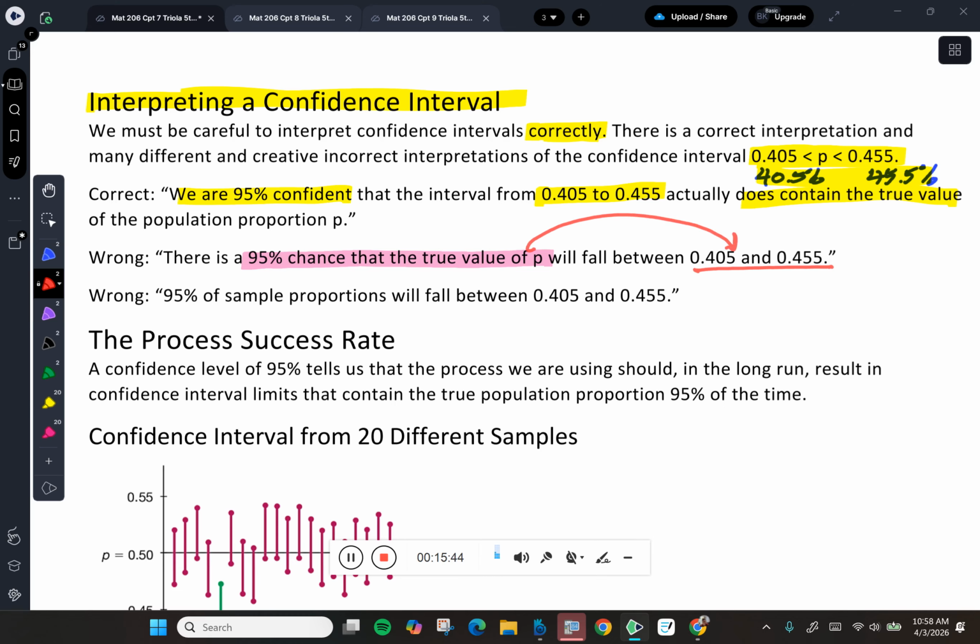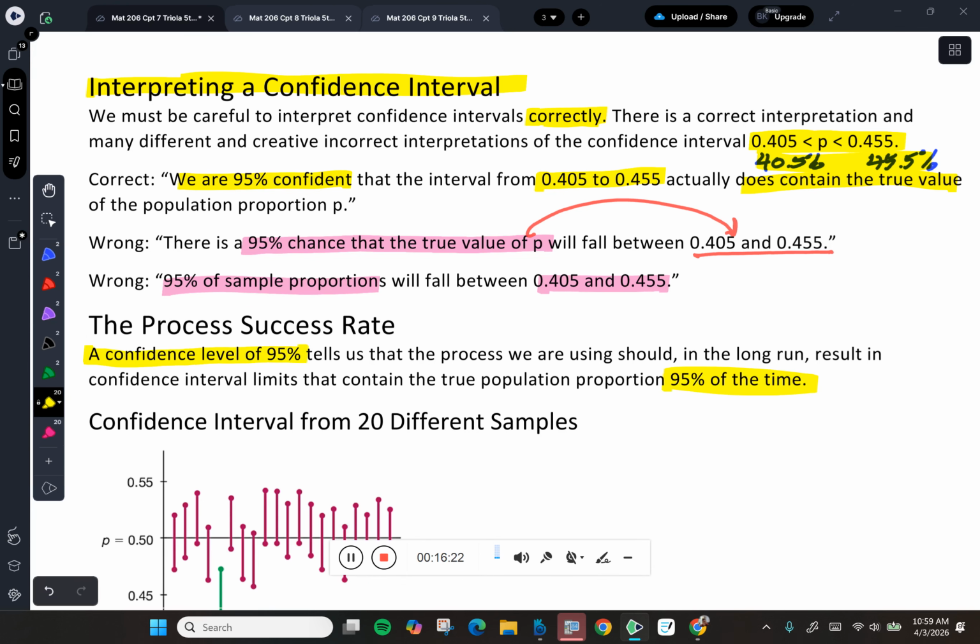Right? It would also be wrong to say that 95% of sample proportions will fall in that interval. And that's just not correct, because that's saying if you ran the experiment again, there's a 95% chance that your results would be in that interval, and that's simply not true. What it is trying to say is that if I did the same thing again and again, a confidence level of 95% tells me that if I ran the experiment again and again, about 95% of the time, I should see my interval capturing that true value P.